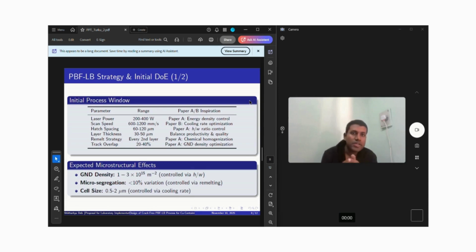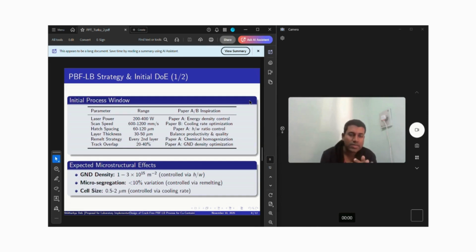What we expect for the first speeds, which is around 1200 millimeters per second: low energy input, shallow melt pools, faster cooling rates, finer microstructures, and higher productivity. The hatch spacing has to be around 60 to 120 micrometers.